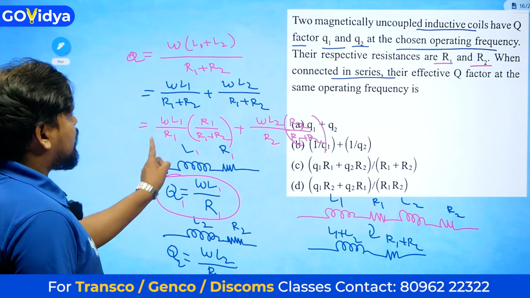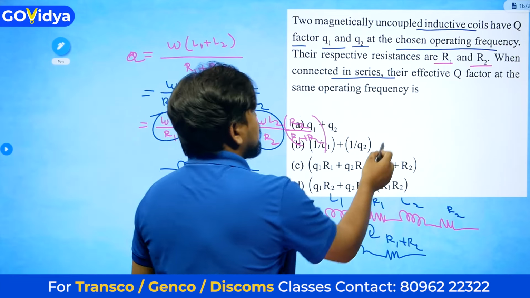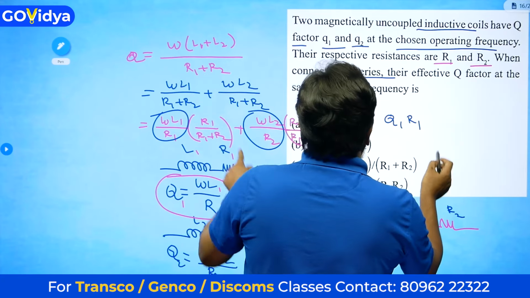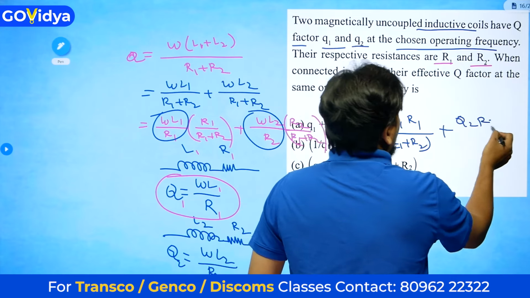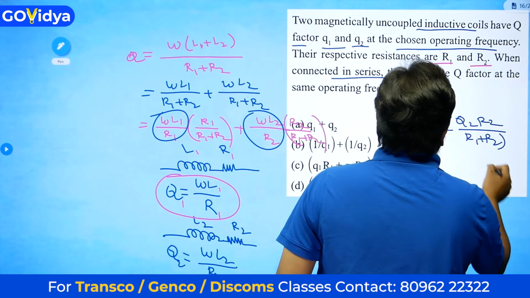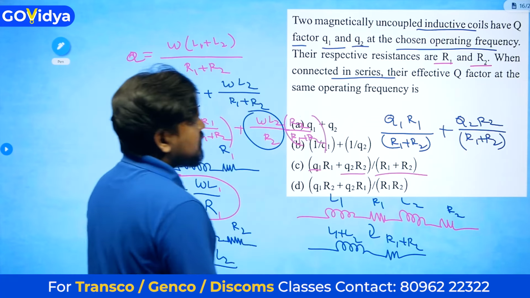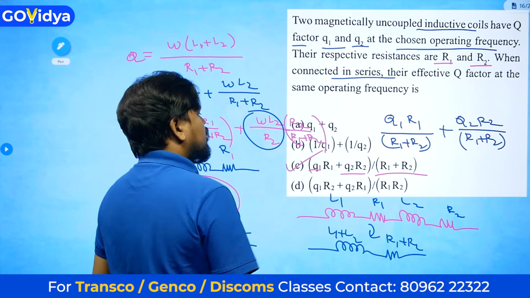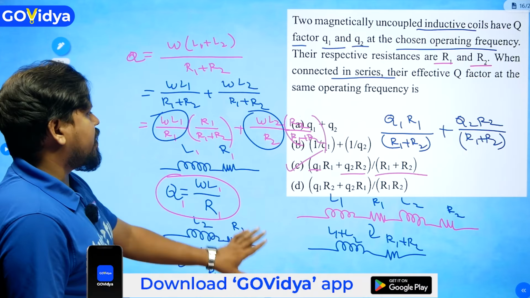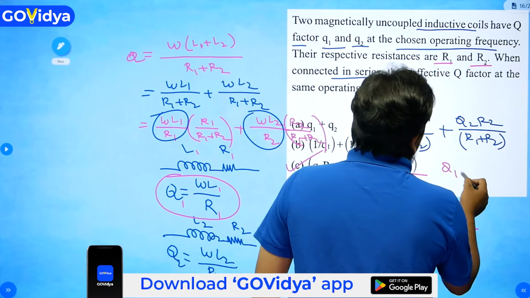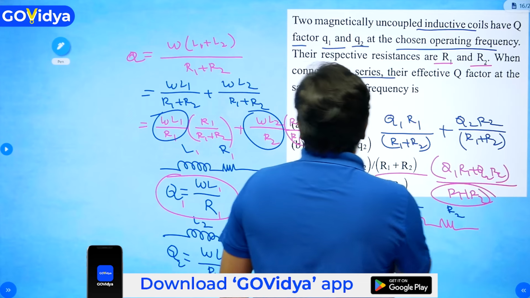You observe one thing, we already got something. This is nothing but Q1, and this is nothing but Q2. So directly we can write Q1 R1 divided by R1 plus R2, plus Q2 R2 divided by R1 plus R2. Anyhow, the answer we got already: Q1 R1 plus Q2 R2 divided by R1 plus R2. So the relation between the individual Q factors Q1 and Q2 of the coils and the combined Q factor is this. Option C is the correct answer.